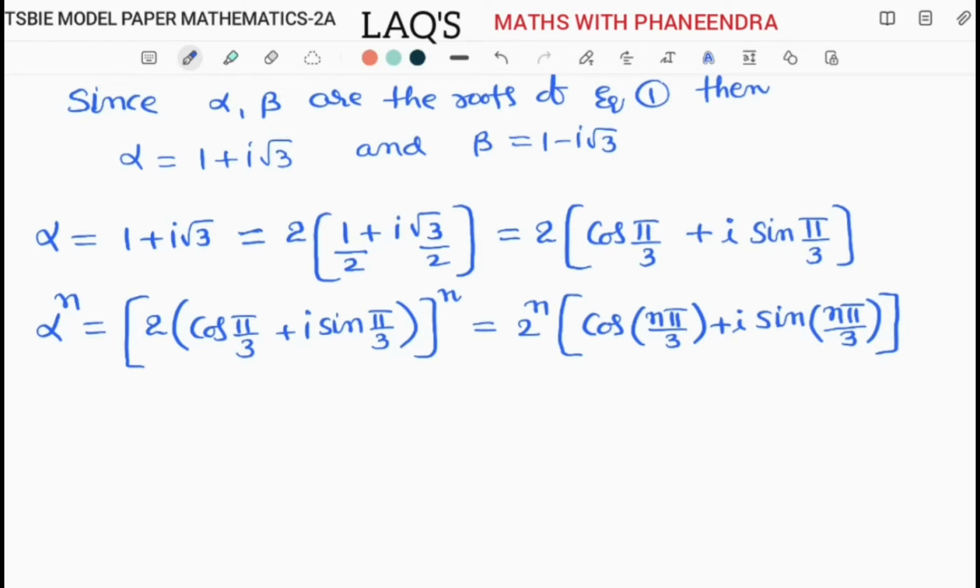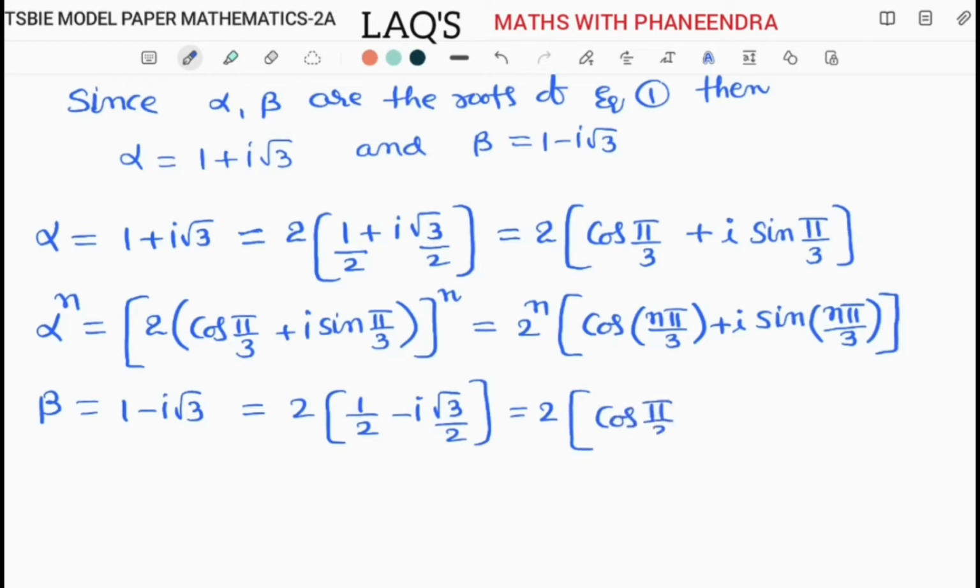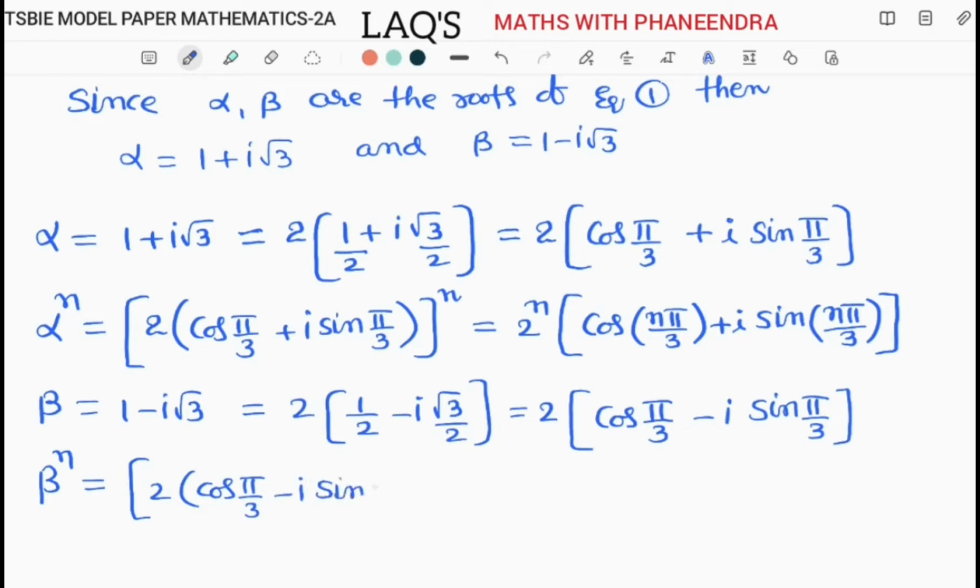Similarly, consider beta also the same. 1 minus i root 3 is equal to 2 into 1 by 2 minus i root 3 by 2. So 2 into cos pi by 3 minus i sin pi by 3. Again we need to calculate the value of beta power n. So 2 into cos pi by 3 minus i sin pi by 3, whole power n, which is equal to 2 power n, cos n pi by 3 minus i sin n pi by 3.